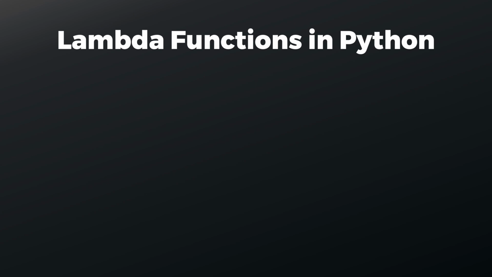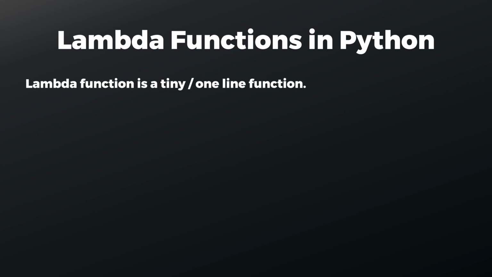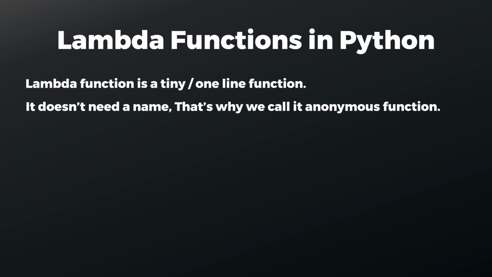Well, in Python, a Lambda function is just a tiny, one-line function. It doesn't need a name. That's why we call it an anonymous function. It's very useful when you need a quick function to do something really quick or simple.